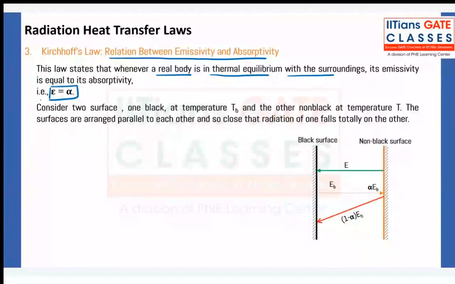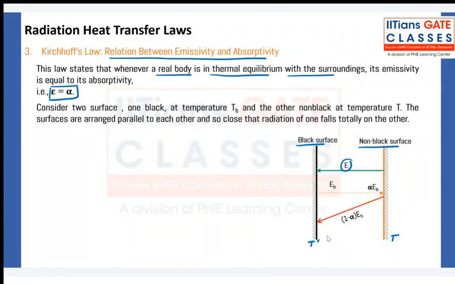Now, how did it come? Basically, let's say you have a black body and a non-black body. Whenever a non-black body is radiating, let's say it is radiating emissive power per unit area E to the black body. Of course, the black body will absorb everything. Both are at some temperature T and T dash. Both bodies will be reflecting and absorbing. How much they absorb and reflect depends upon their temperature.